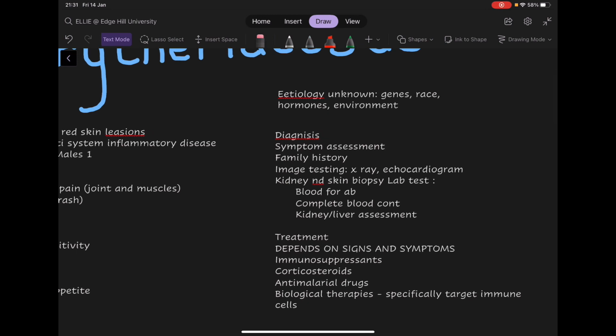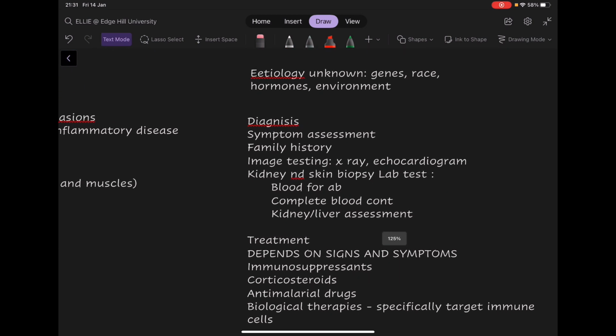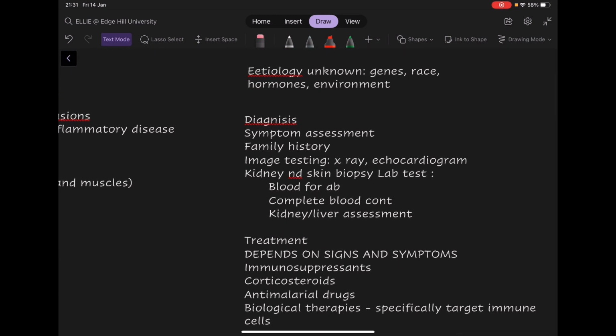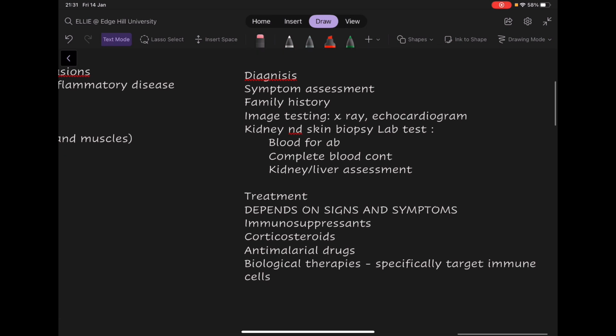We don't know why it's caused, but we think that it can be a combination of genetics, race, hormones, and the environment. It's diagnosed through symptom assessment, if there's a family history, image testing such as X-rays and echocardiograms, and kidney and skin biopsies testing for antibodies, doing a complete blood count, and kidney and liver assessments.